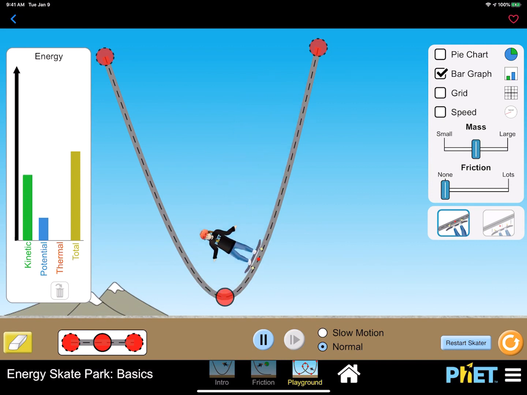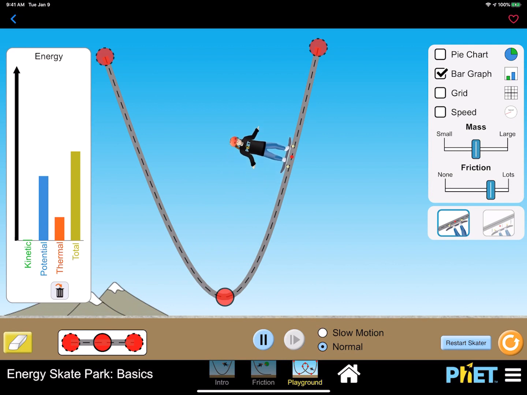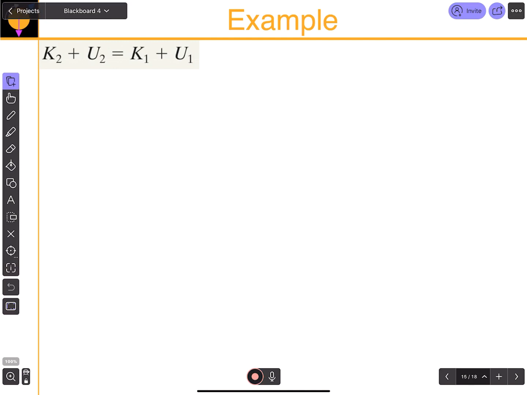And we can use conservation of energy to understand and calculate her speed and her heights and different things like that. If I add some friction, she would lose energy. The mechanical energy, which is kinetic plus potential, would go down, and she would lose energy over time. So I'd like to do a simple example of that.